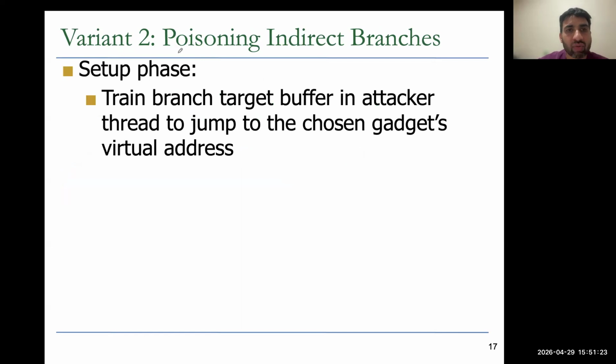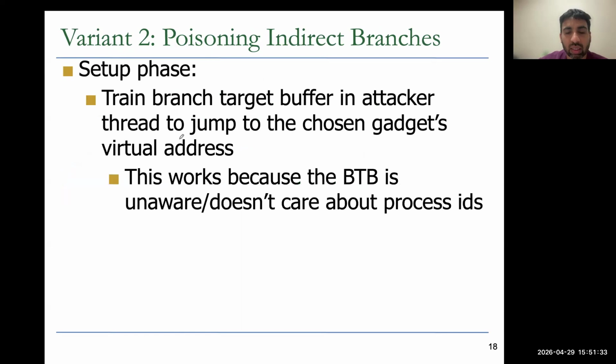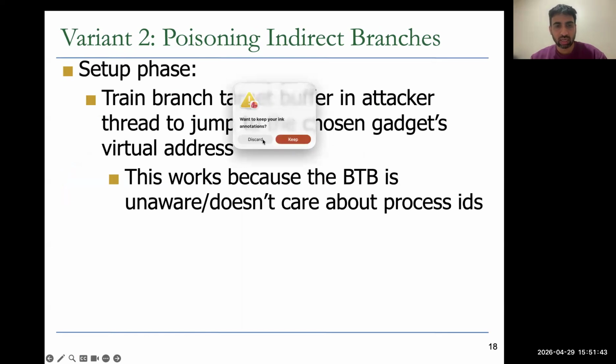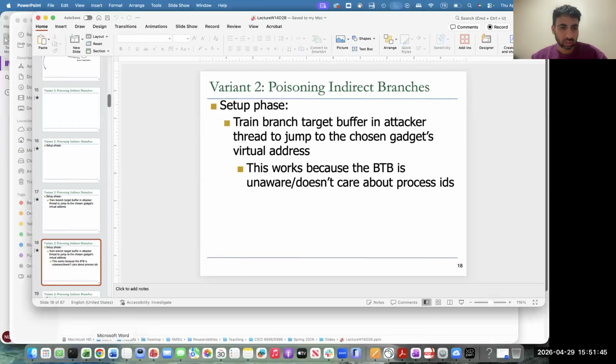So in the setup phase in variant 2, what you do is that you train the branch target buffer in the attacker thread to jump to the chosen gadget's virtual address, right? And this will work because the BTB is unaware of, or doesn't care about, process IDs. So let me take you to the one node to quickly explain it, then I will take your questions.